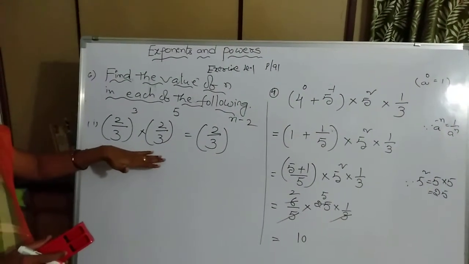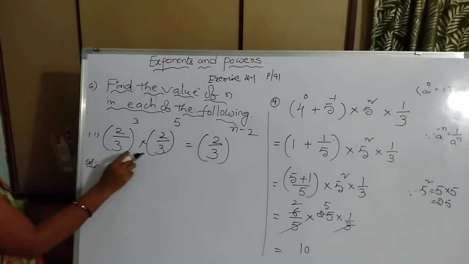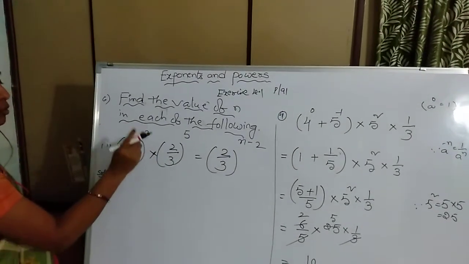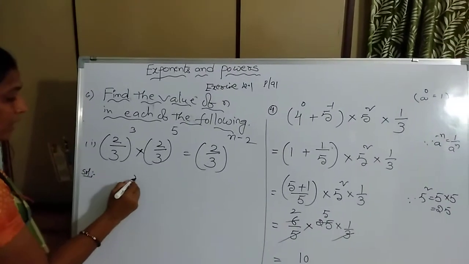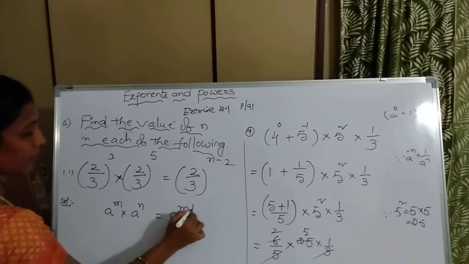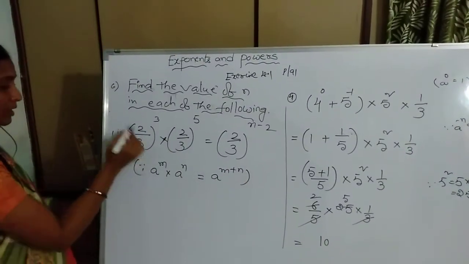We are taking the LHS part. First of all, we are using the laws of exponents. If the bases are the same and are multiplied with each other, we can add the exponents by using the law of exponent: a to the power m into a to the power n is equal to a to the power m plus n. By using this formula, we can solve the LHS part.